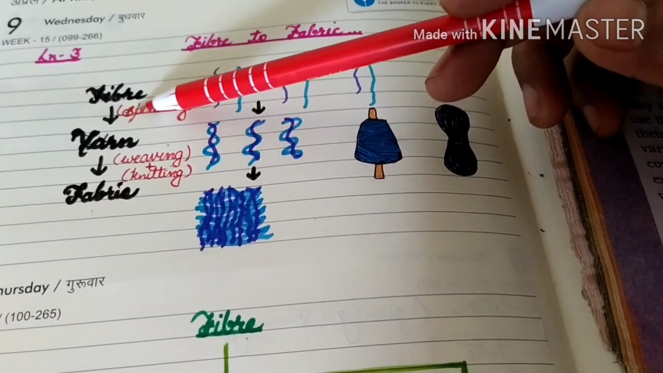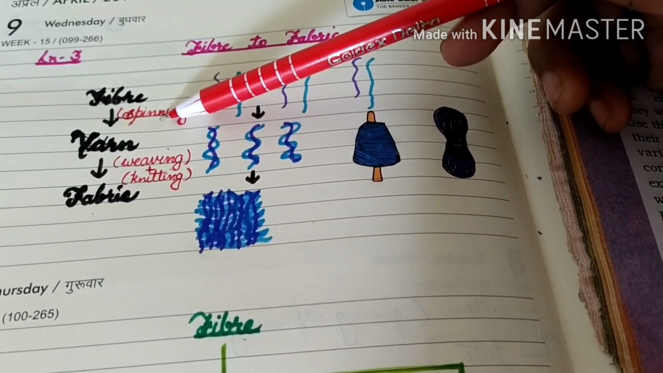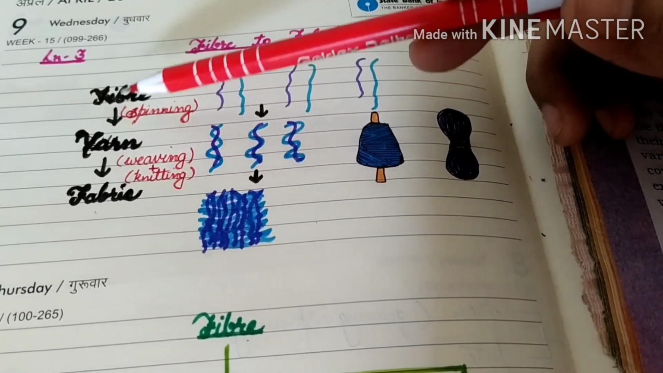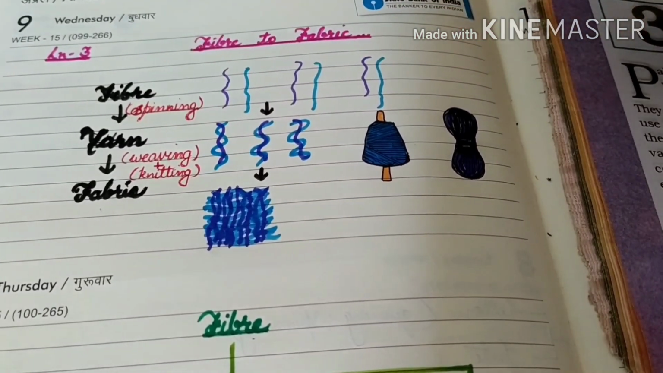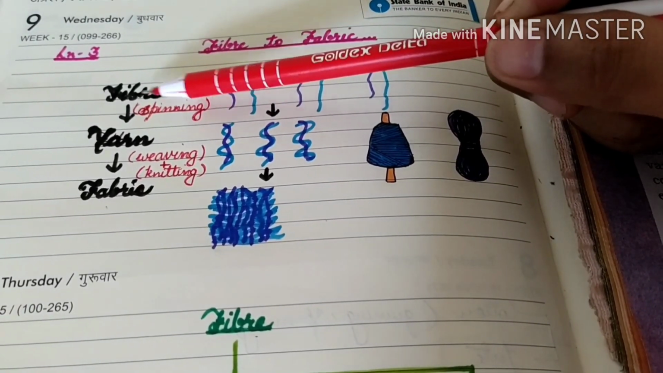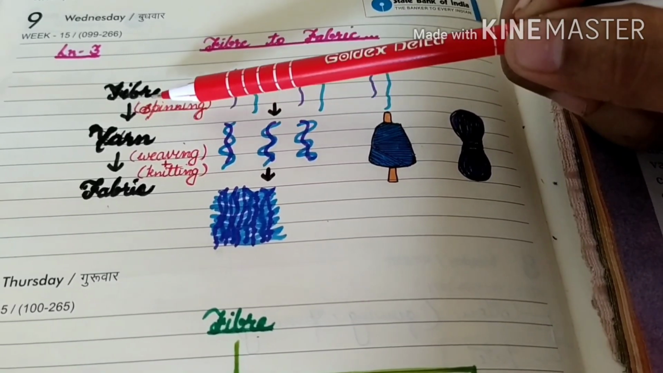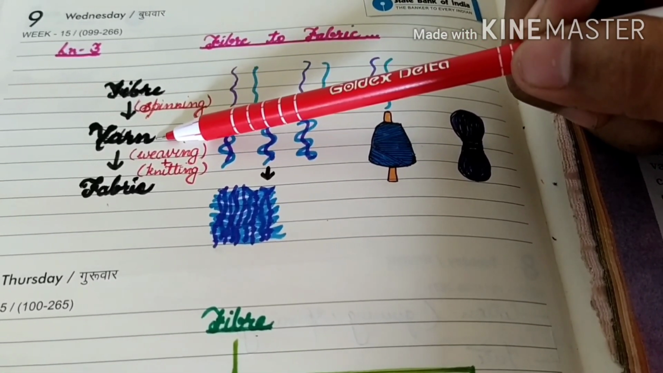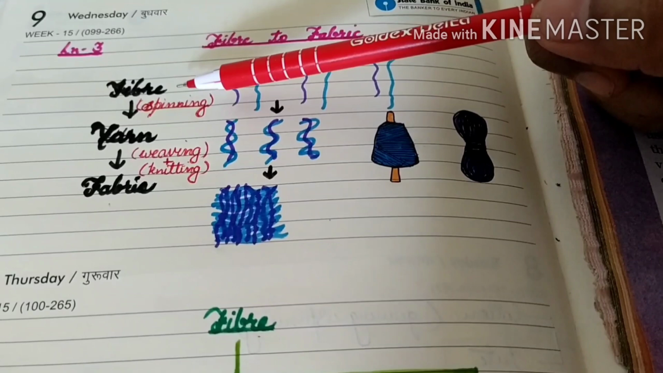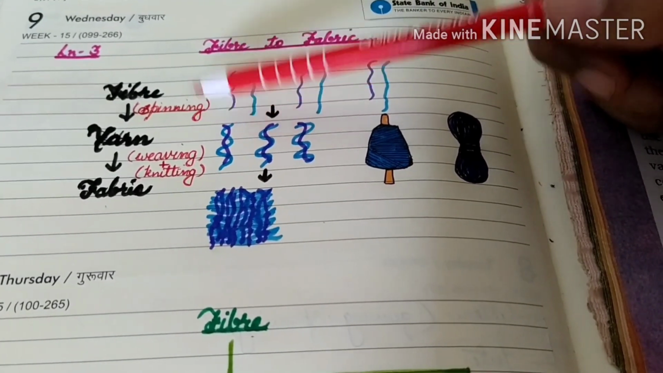Here children, we have learnt a new term, spinning. Spinning is the process of making yarn from the fibers. To learn it easily, you can see fiber, then yarn. So, yarn is made up of fibers, and the process of making yarn by the twisting of various fibers is called spinning.